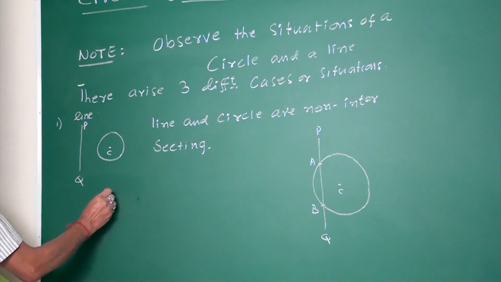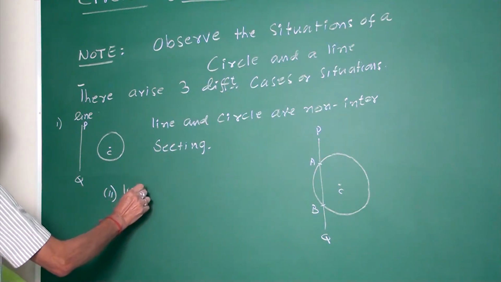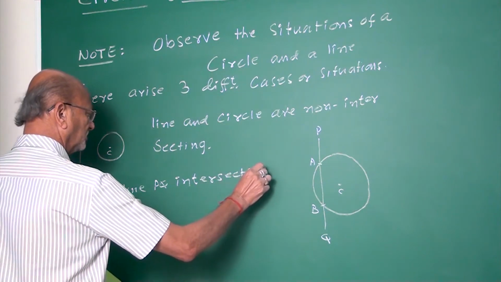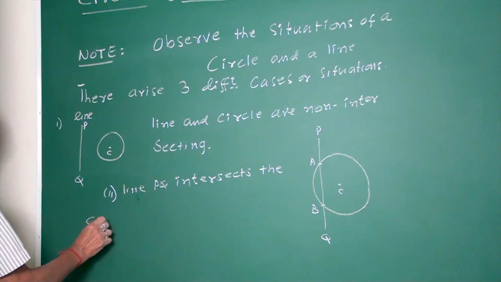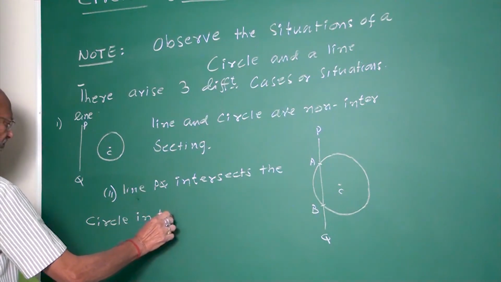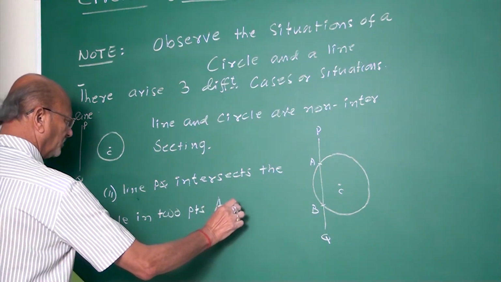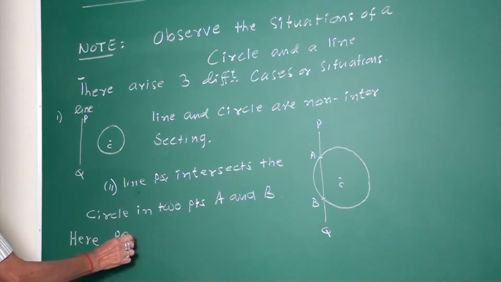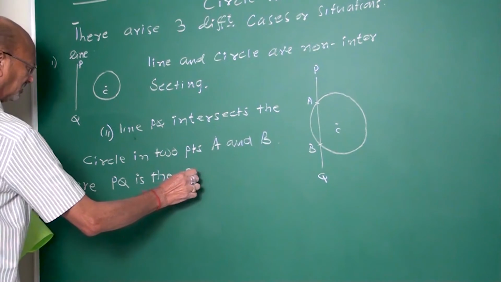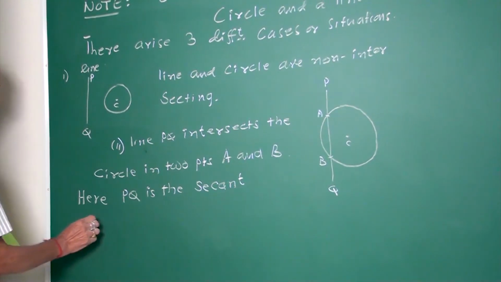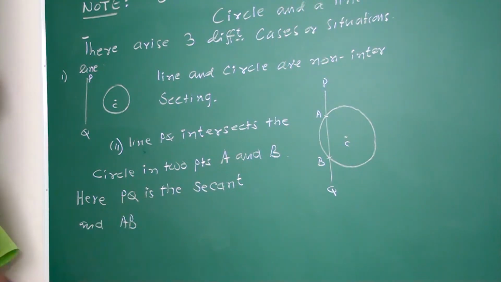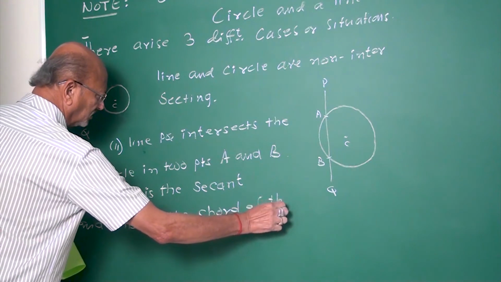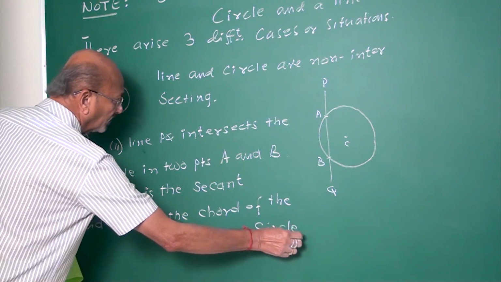In the second case, line PQ intersects the circle in 2 points, points A and B. Here PQ is the secant, and AB is the chord of the circle. My friends, this is the second case.